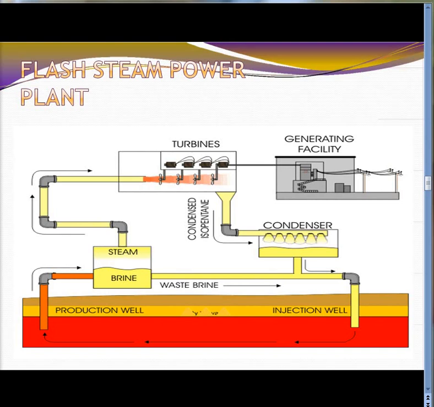What is happening in the flash steam turbine? These fluids are extracted at a great pressure from the earth's surface, and once it comes to the surface of the earth, the pressure is reduced. It turns into vapors, and these vapors drive the turbine. Okay, so these are the most commonly used turbines nowadays.